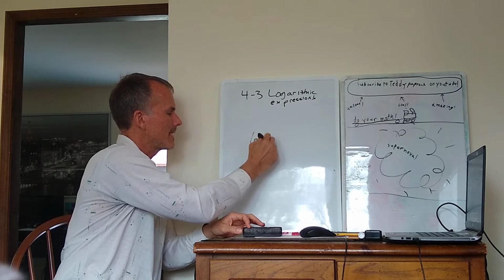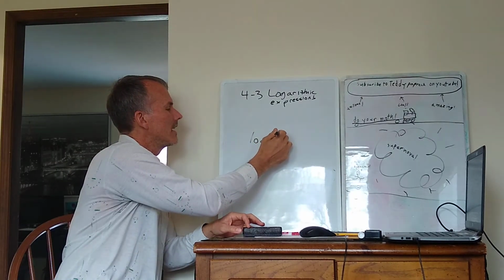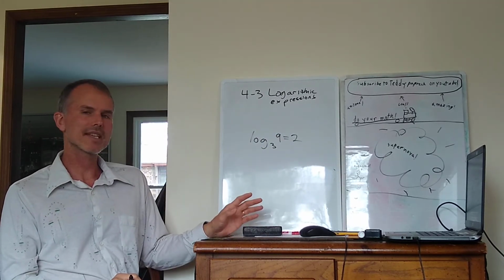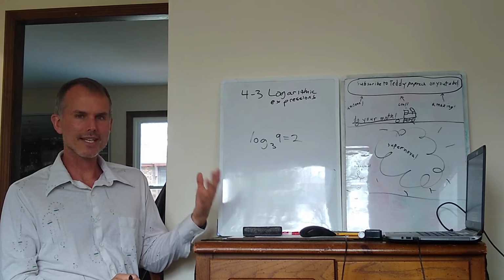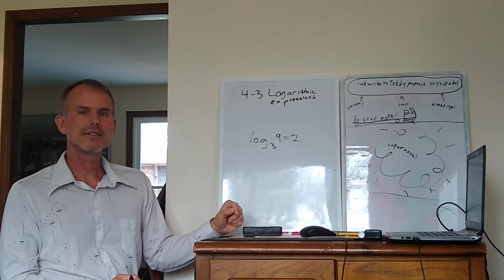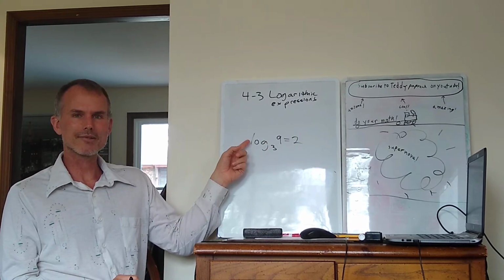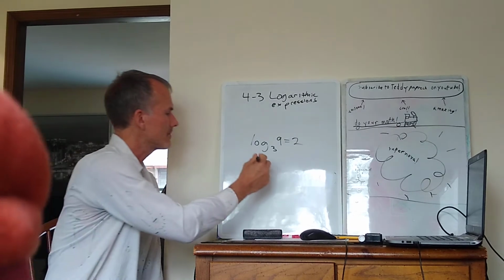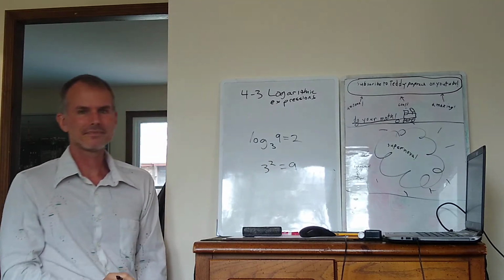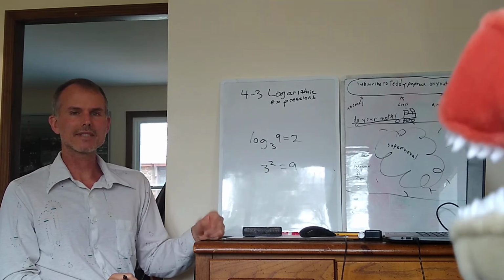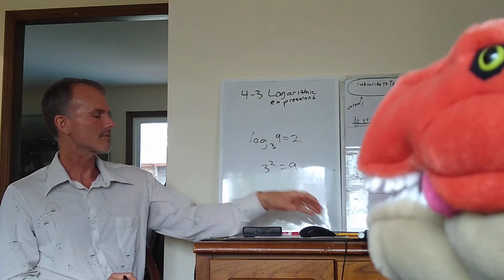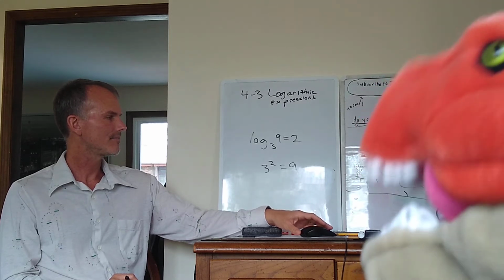Let's do this. Log base 3 of 9 equals 2. I think you'd agree with me that this equation shows a correct relationship between the numbers up here. 3 to the second power equals 9. And to rewrite this equation in exponential form, well, I can write 3 to the second power equals 9. And you'd agree that that is also correct. 3 times itself is 9. So that's kind of the first task that you'll be asked to do.